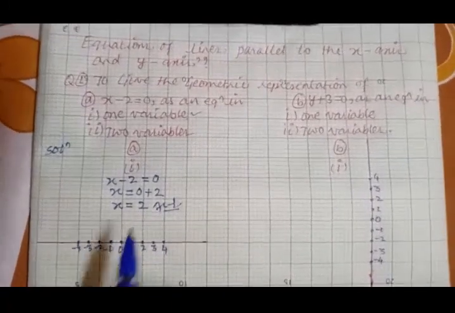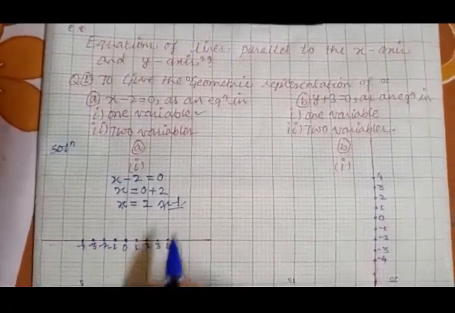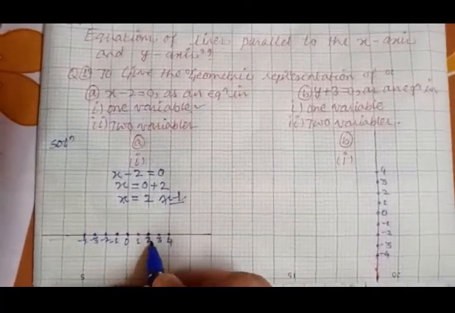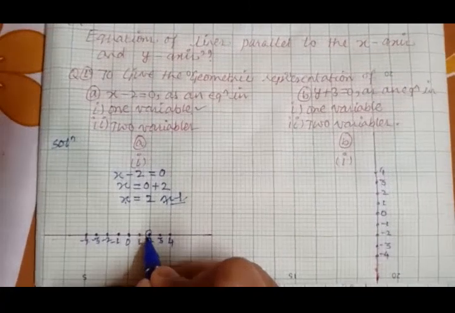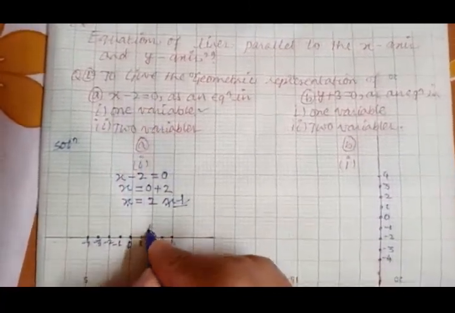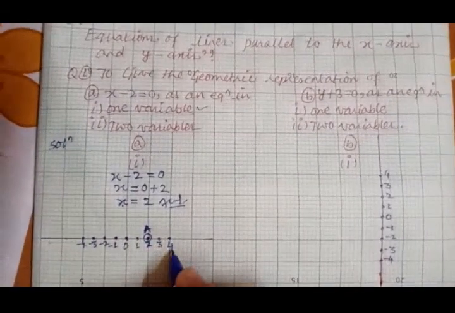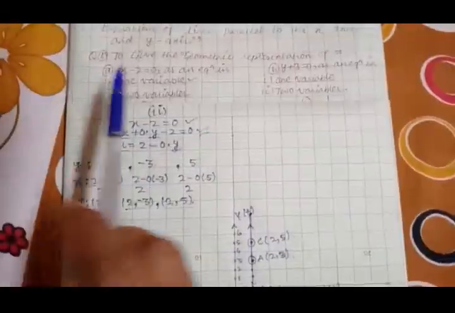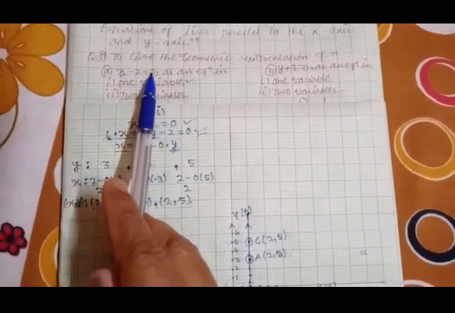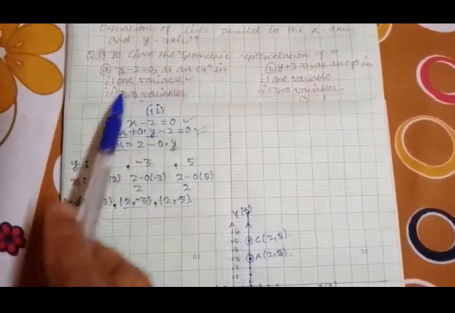So let's plot this single solution x equal to 2 on the number line. So that's the point where plus 2 lies. So that's the required geometrical representation of x minus 2 equal to 0 as a point. That's it. Start with the second case where we have to give the geometric representation of x minus 2 equal to 0 as it is treated as an equation in two variables.